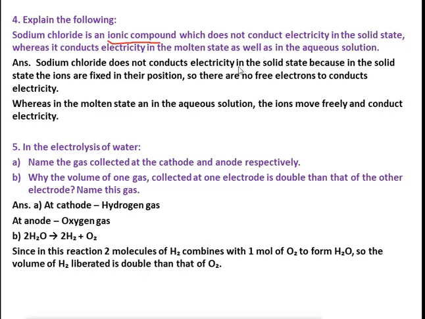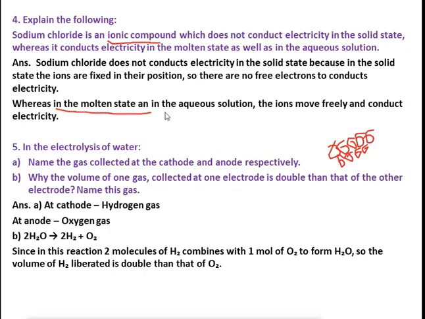See, in the solid state, the compounds or the molecules are very closely packed. They cannot move freely in the space available to them. They are very closely packed. So no ions, no free electrons are present. So electricity cannot be conducted over there, because we know that electricity can only be conducted when free electrons are present. So in the solid state, we don't have any free ions or free electrons. So electricity cannot be conducted.